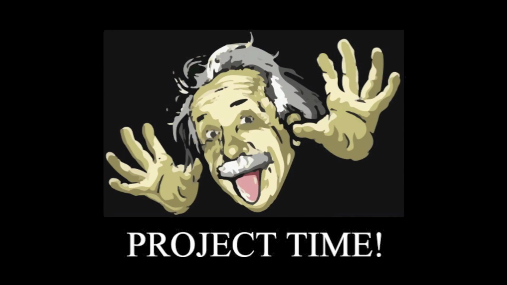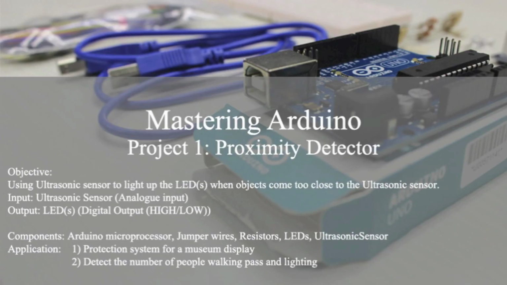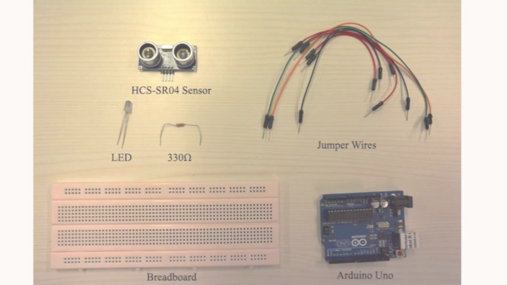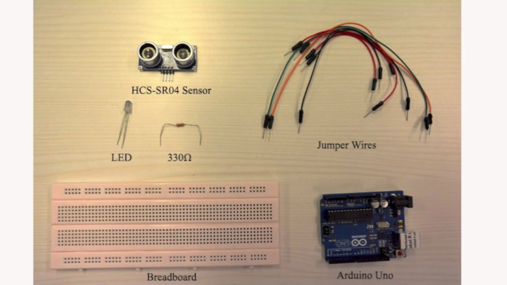Yay! Let's kickstart your first Arduino project with something exciting. We will be using an ultrasonic sensor to detect an object at a distance of 4 cm away. This will be the input stimuli, and the Arduino will notify the user by lighting up an LED for its output. You will need an Arduino microprocessor, jumper wires, a 330 ohm resistor, an LED, and an ultrasonic sensor.